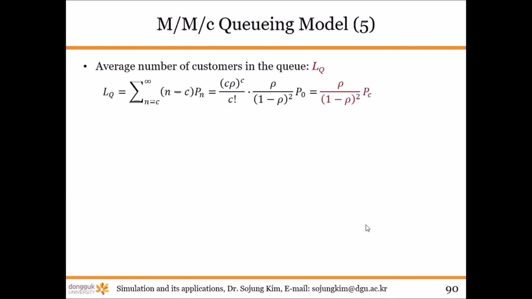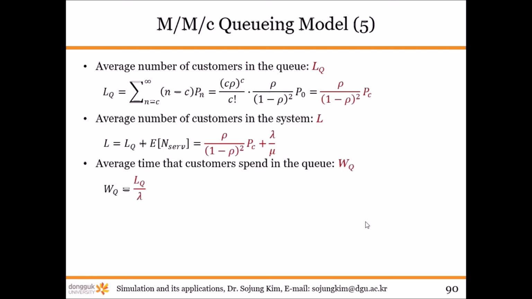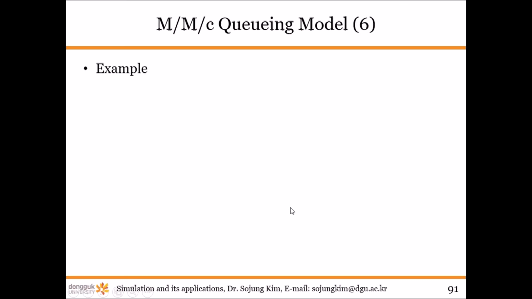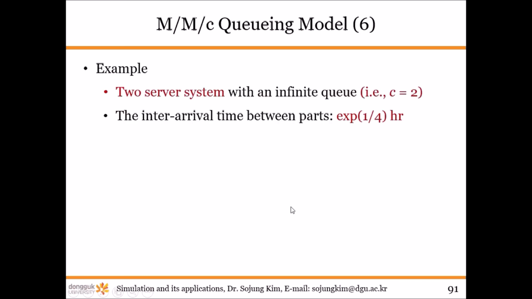Once you have Pn and P0, you can calculate LQ, L, WQ, W using these equations. Not really different. We keep using the same property. So based on this equation, basically we can estimate the performance of the subject system.